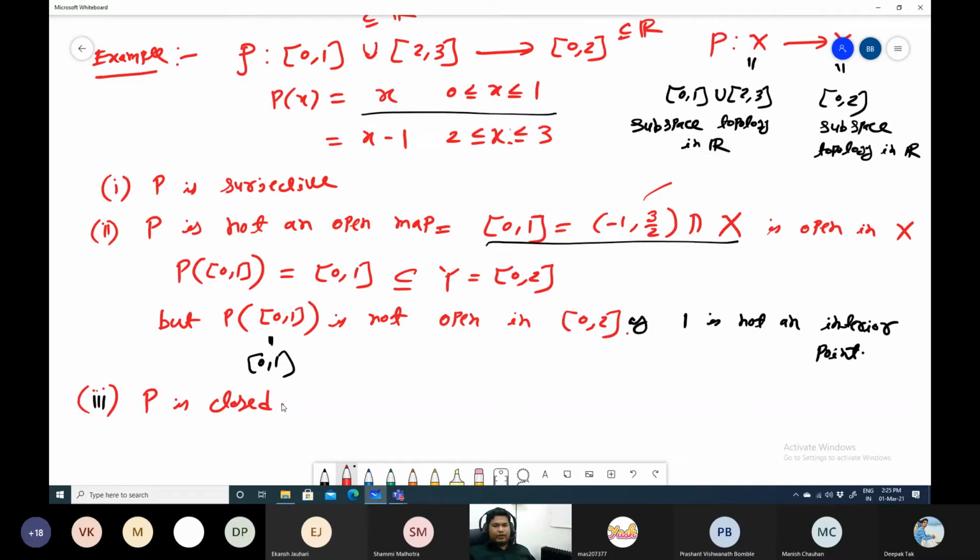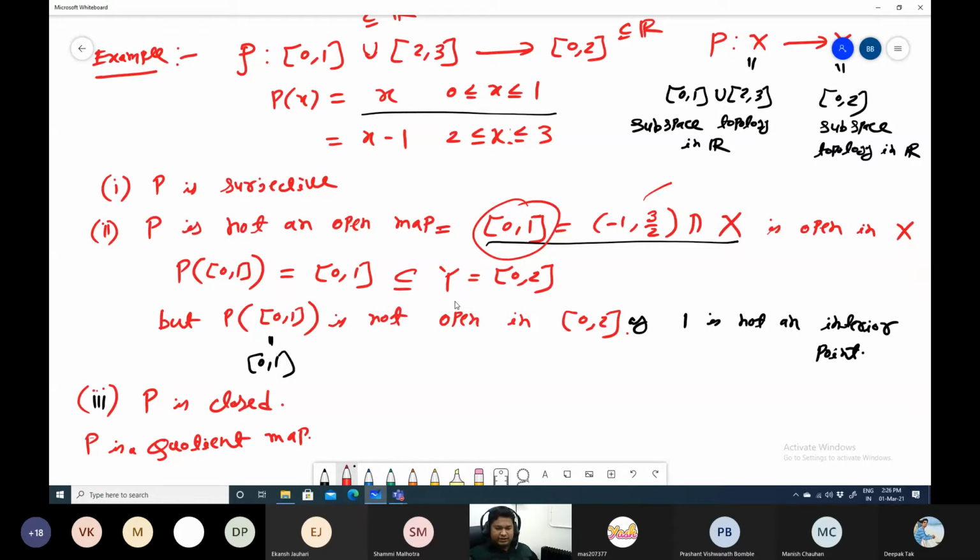Okay. Now from this, can you say that P is a quotient map? Yes, sir, because it is surjective and closed. So P is a quotient map. Okay, now see one thing. P is a quotient map, but P is not sending this open set to an open set.